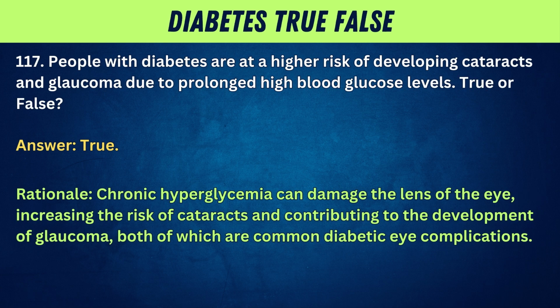117. People with diabetes are at a higher risk of developing cataracts and glaucoma due to prolonged high blood glucose levels. True or false? Answer: true. Rationale: chronic hyperglycemia can damage the lens of the eye, increasing the risk of cataracts and contributing to the development of glaucoma, both of which are common diabetic eye complications.